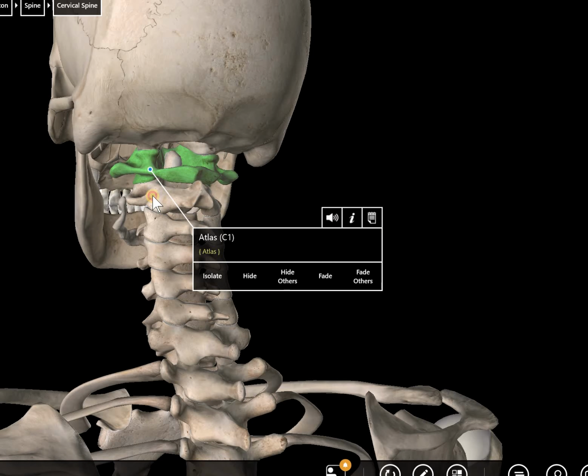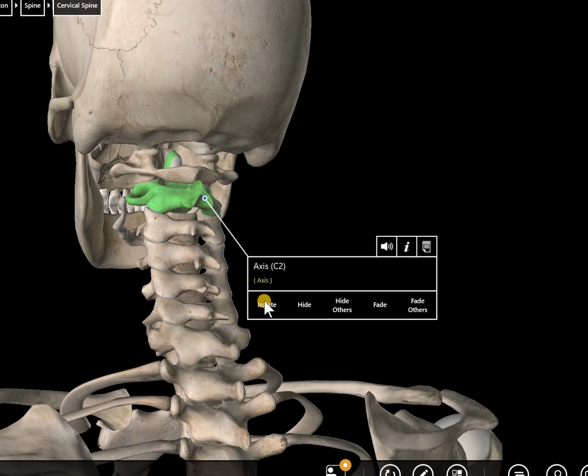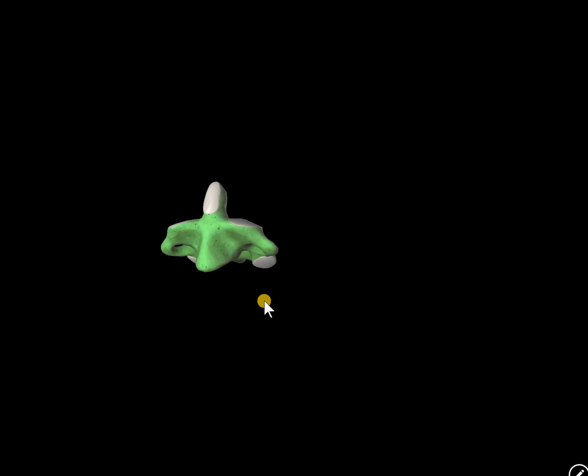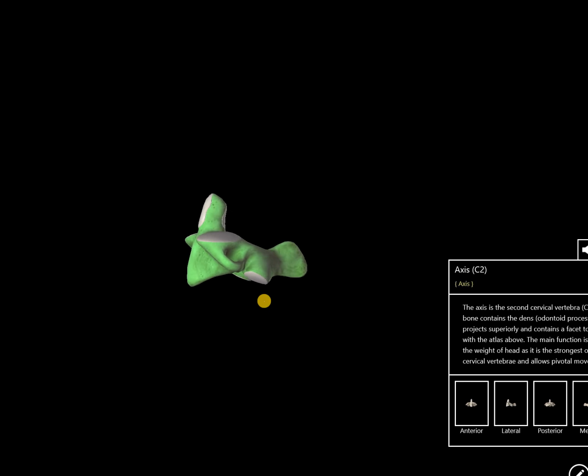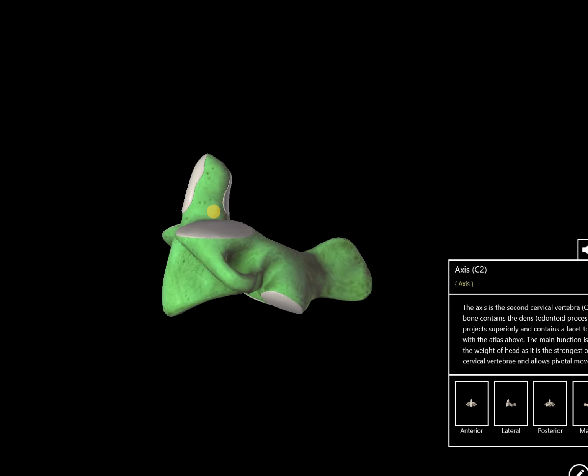Okay, C2 or axis. I do want you to know the AKA, so know both. This one's unique because of the dens, also known as the odontoid process. So that's the dens right there, or odontoid process.